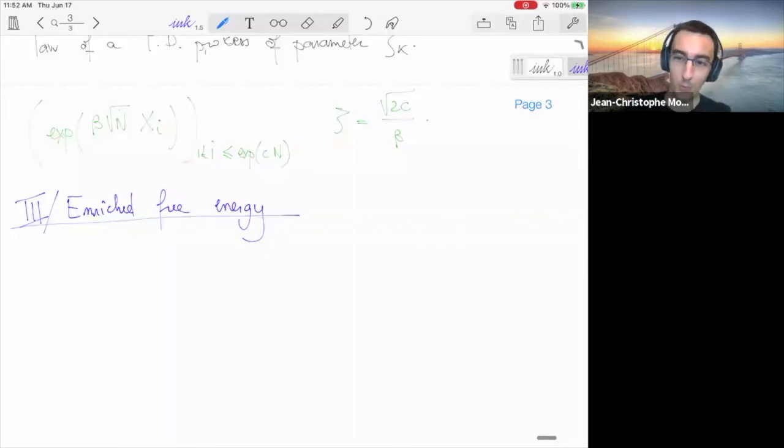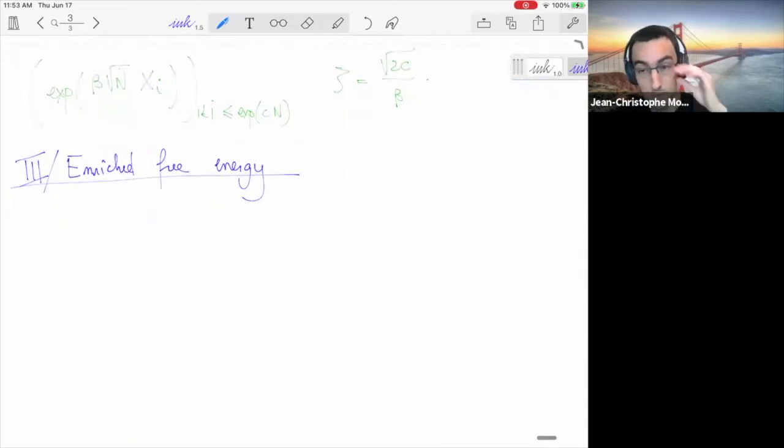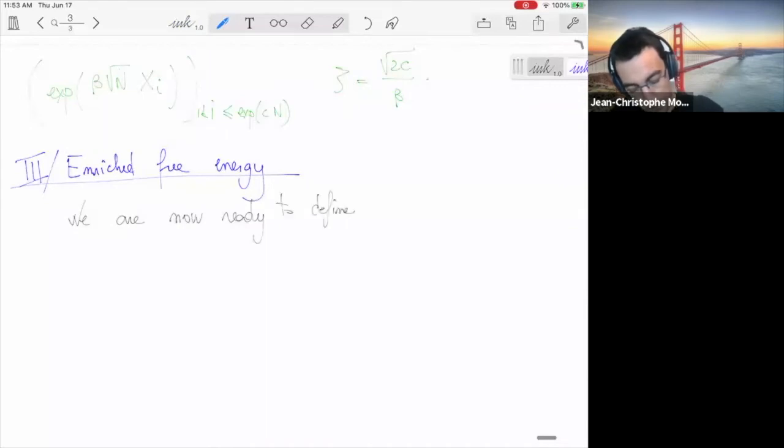Okay, and I'm going to put all of these parameters, the Qs and the zetas, into one object, which will be this probability measure mu that we talked about earlier. All right, so let's do this. So now we are ready to define this enriched free energy. And I'm going to do it for the SK model first.